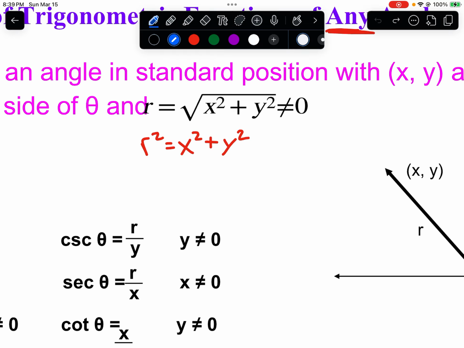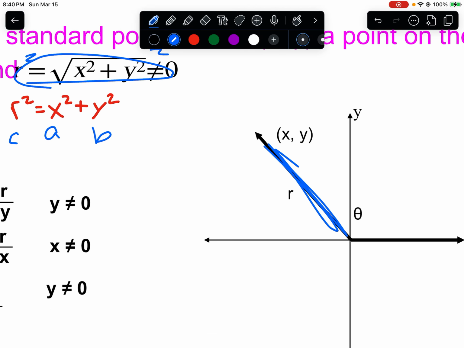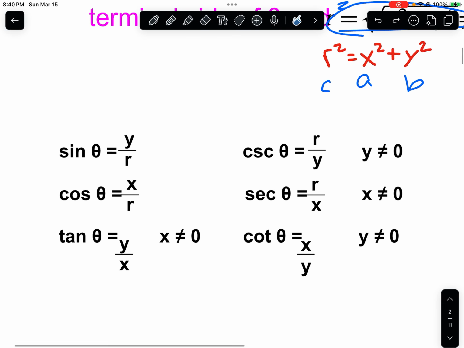If you wanted another way to look at this, if you were to square both sides, you would essentially end up with just a different notated version of the Pythagorean theorem. Instead of a squared plus b squared equals c squared, we go x squared plus y squared equals r squared, where r is the radius of whatever circle you would make given the point that you're working with.